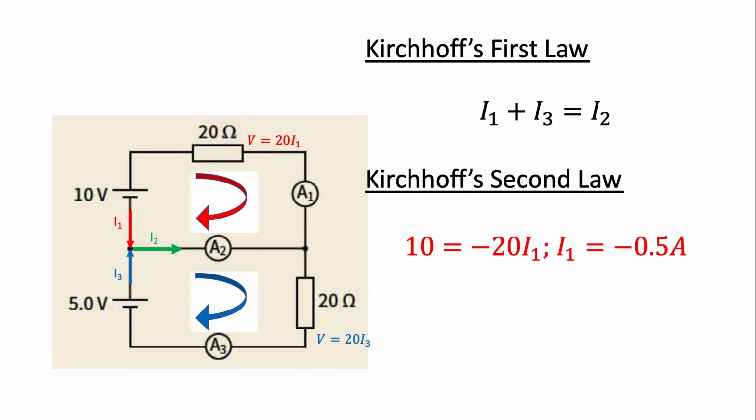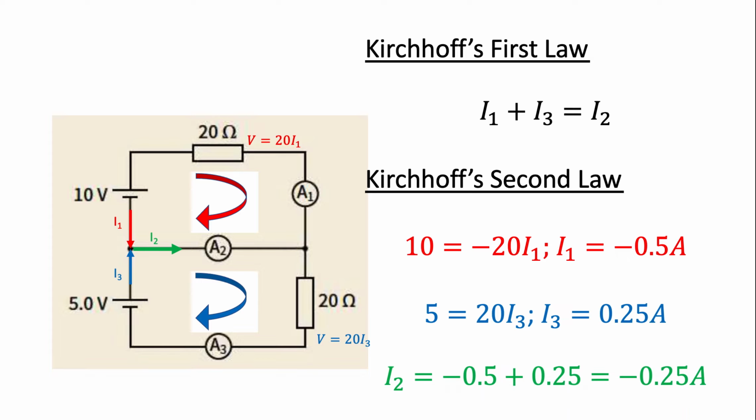We'll then take the blue loop. And the blue loop is slightly nicer because, again, we've got a positive EMF because we're coming out of positive and into negative. Okay, we come round, and this time we're going in the same direction as I3, so we don't need to worry about any minus signs there. We've got 5, which is our total EMF, is equal to 20 times I3, okay, and then we're just going to do a bit of division. We then want to get I2. Well, for I2, we're going to go back up to our Kirchhoff's first law. We know I3, we know I1, and so therefore we can just add those together and we get minus 0.25. So we're left with two negative numbers here.